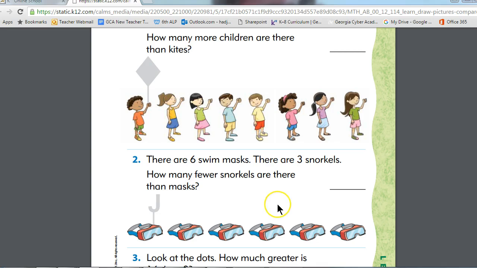Let's do another problem together. There are 6 swim masks and there are 3 snorkels. Those are not going to match. How many fewer snorkels are there than masks? So pause your video and I need you to draw in 3 snorkels. There's already 1, so draw 2 more snorkels.